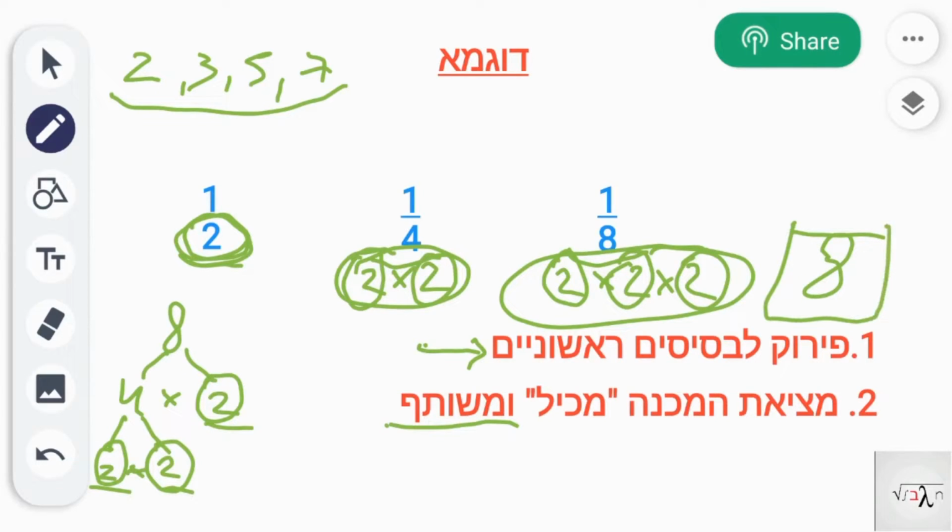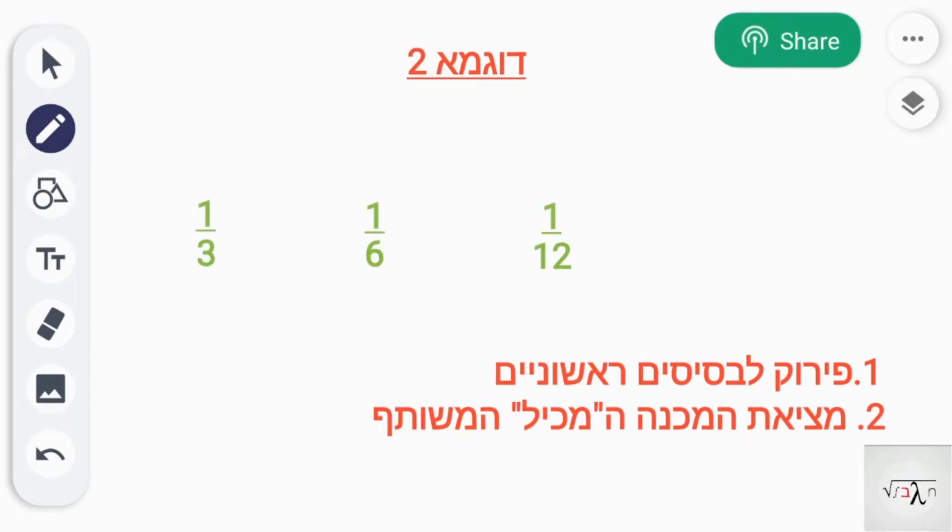If we need to do the addition or subtraction operations in the future, we'll use the common denominator we've got, the 8. Let's have a look at another example. Look at the following fractions. We got 1/3, 1/6, and 1/12.